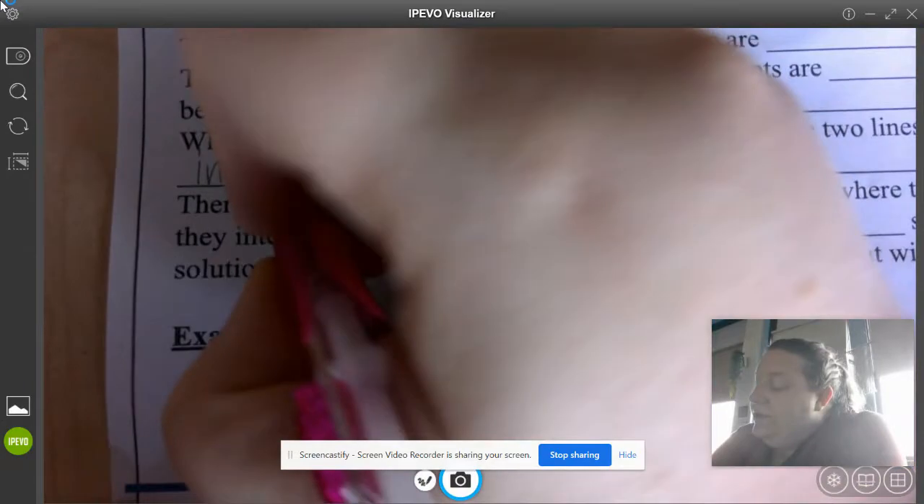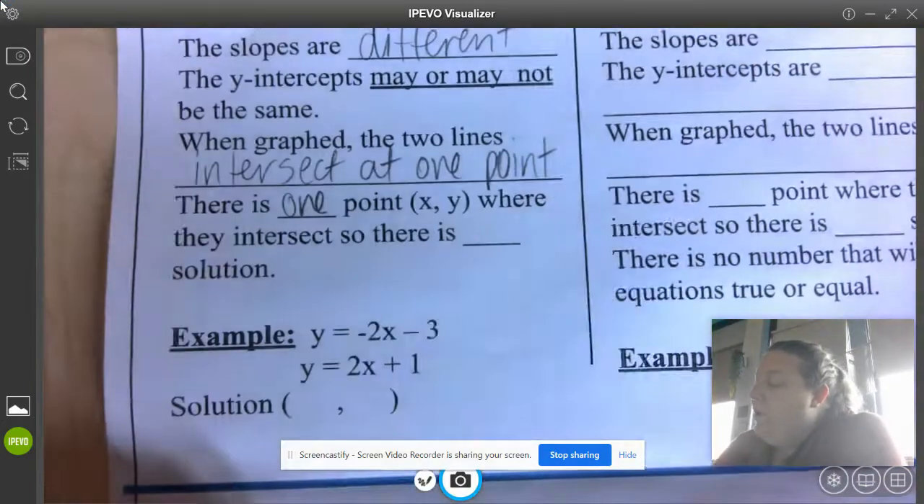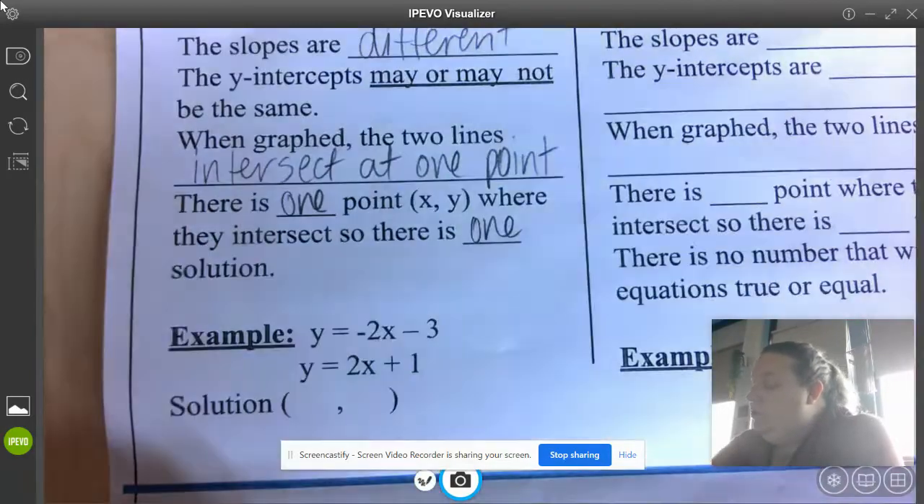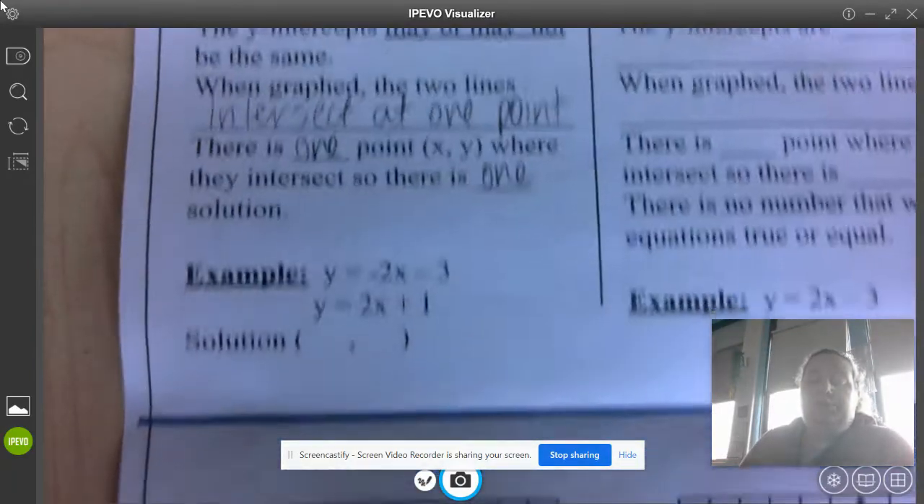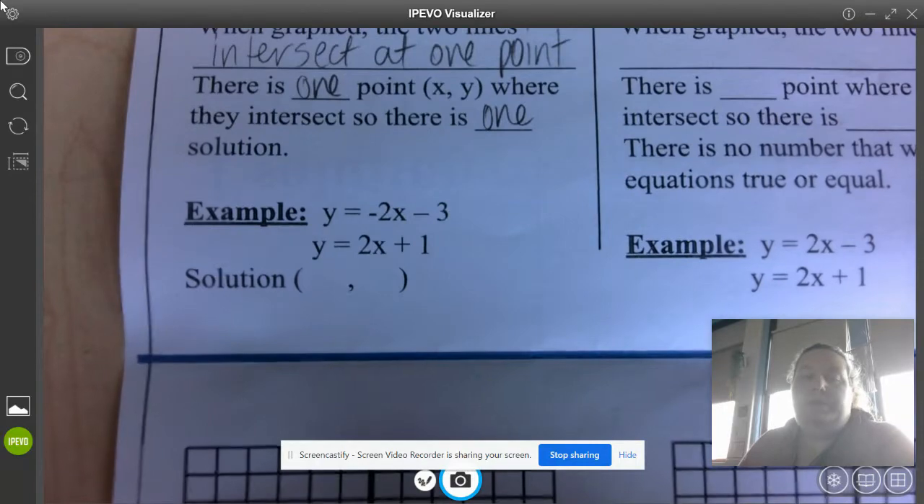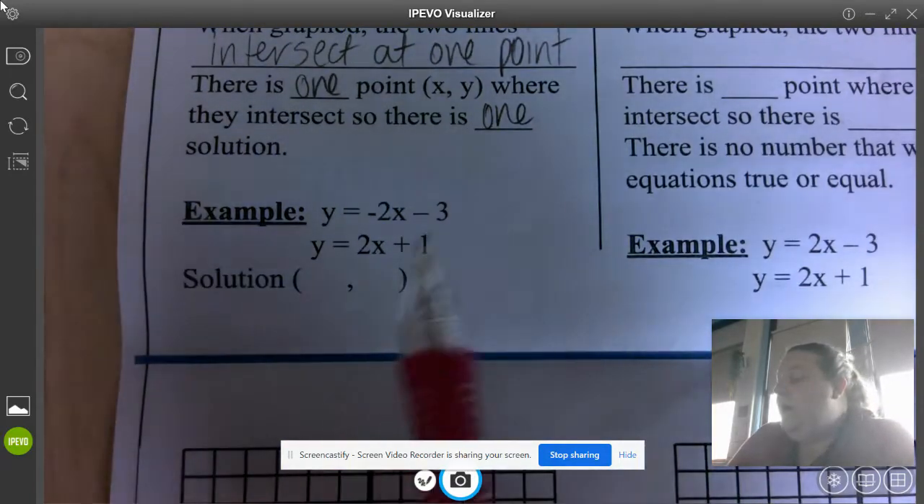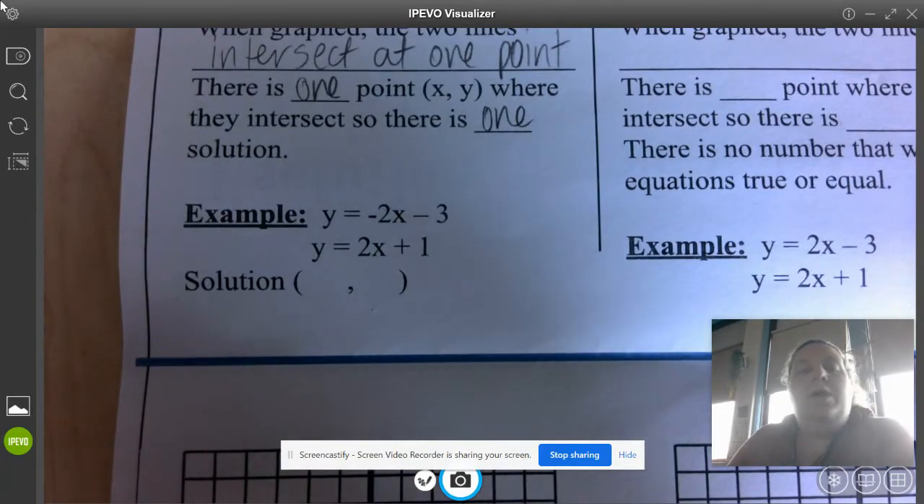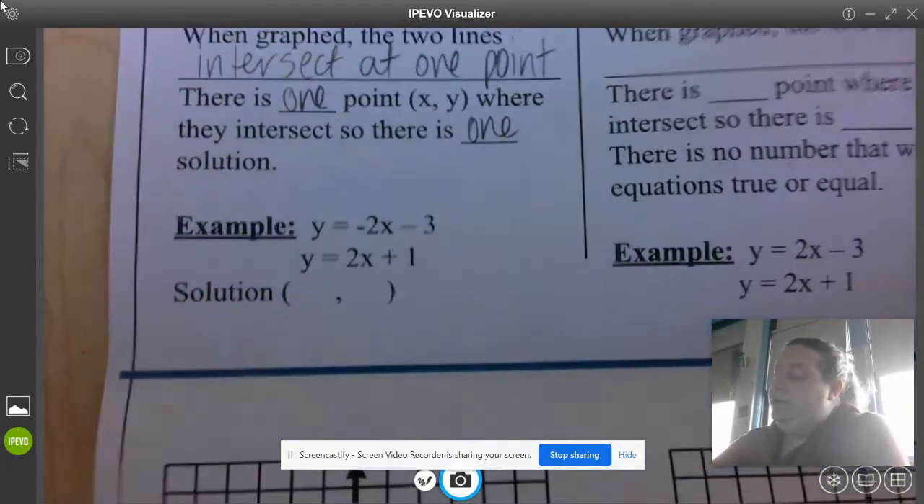Once again, there is one point where they intersect, so there is one solution. We're going to graph this example here. Notice it's in slope-intercept form, and like we talked about, their slopes are different. Right away, that's how I know they're going to intersect at a point and have one solution.